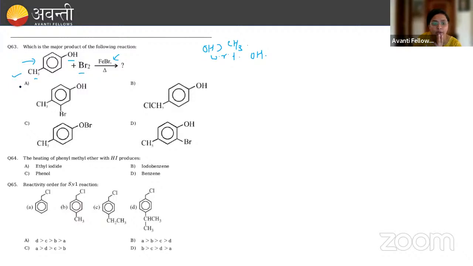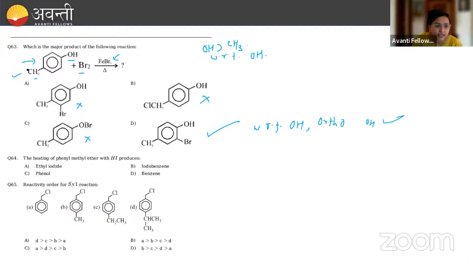So with respect to OH, what will be our product? A, B, C, D. OH is more activating than CH3, and that's why the electrophile Br plus will attack according to OH. So according to OH, this is meta, so that is not good. This is not going to happen. This is also not going to happen. So this is the correct answer with respect to OH, that is ortho to OH. This will be the correct answer.